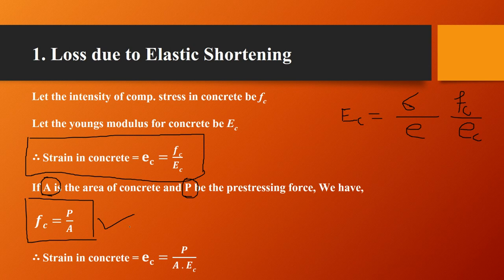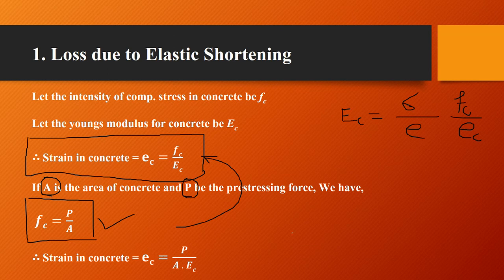Okay, so now we know the stress in concrete, Fc equals P by A. We know the strain in concrete is Fc by Ec. So just put this value of Fc in this equation so that we'll be able to get the value of strain in concrete. So the strain in concrete epsilon c will be equal to P by A into Ec, that is the initial pre-stressing force divided by cross-sectional area into Young's modulus of concrete, that is modulus of elasticity for concrete. These values are known to us, so we'll be able to calculate the amount of strain which is going to develop in that concrete.